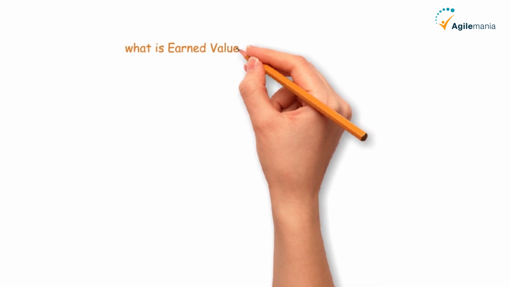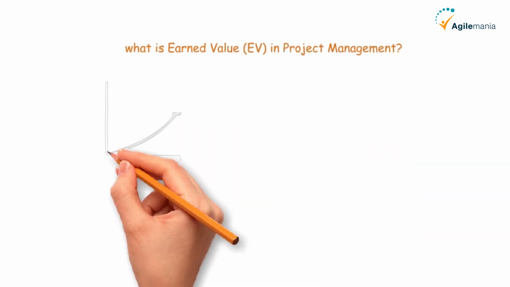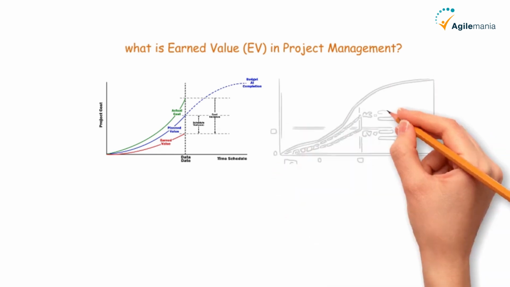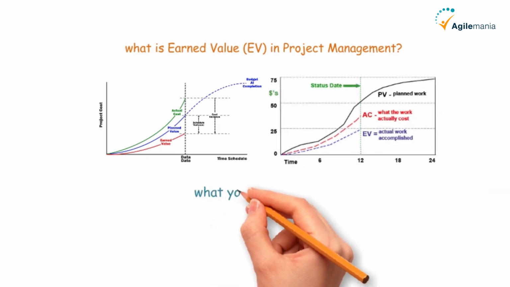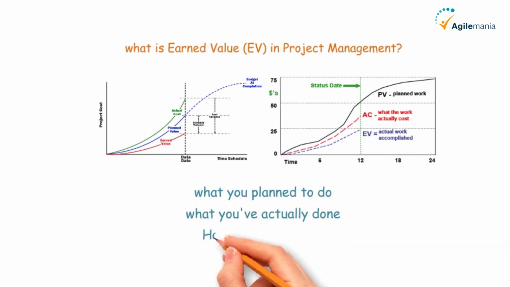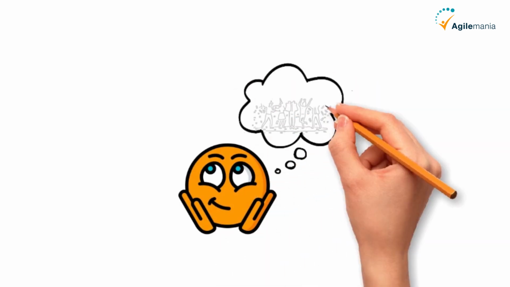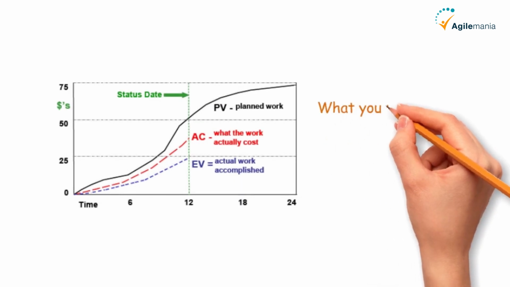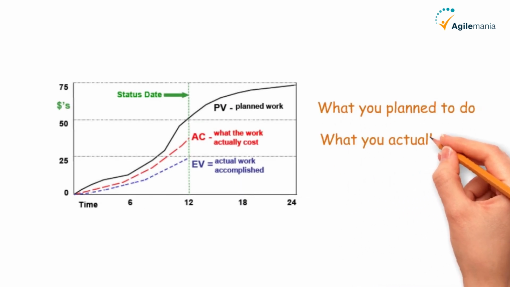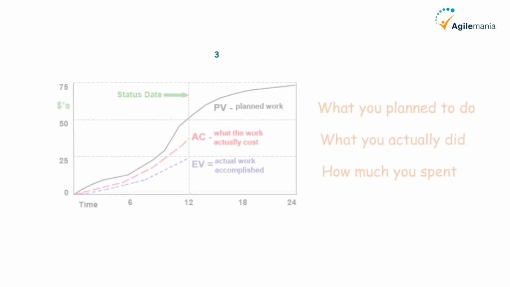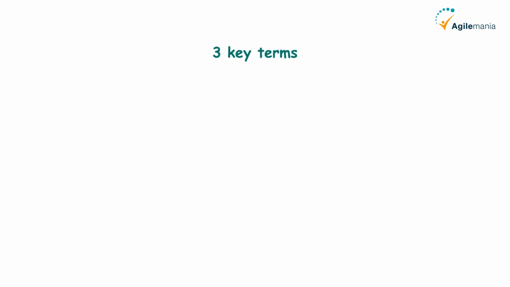First, let's understand what is earned value, EV, in project management. Earned value is like having a scorecard for your project. It helps you figure out how well your project is doing. You do this by looking at three important things: what you plan to do, what you've actually done, and how much you spent. Imagine you're planning a party with a $500 budget. Earned value, EV, is like a scorecard that helps you check what you plan to do, what you actually did, and how much you spent. Now, let's break it down into three key terms.